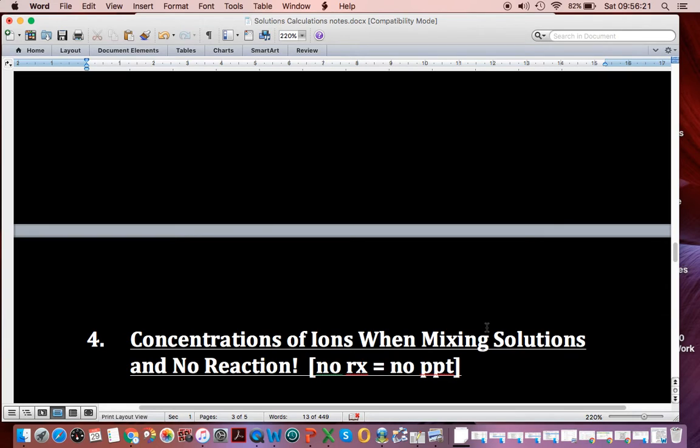So number 4 is where we're going to start the next video as we carry on with these notes. And these are not difficult. It's just there's a lot of steps, so it's easy to make a mistake, so you want to double check that you're doing things right. So that's the next video coming up.